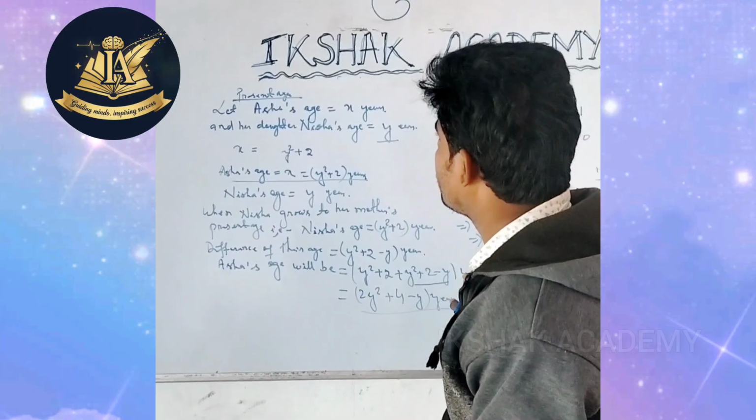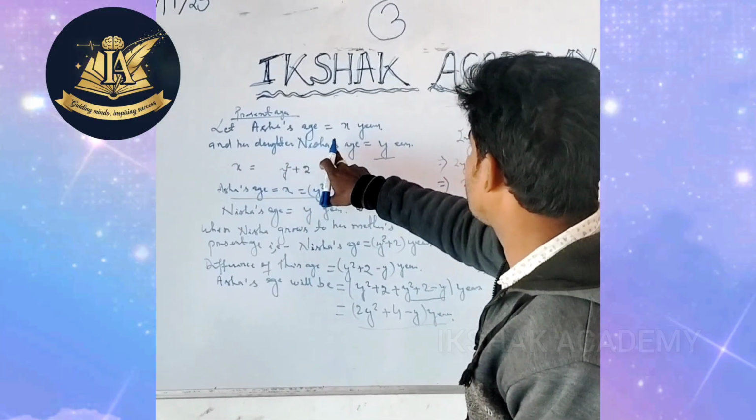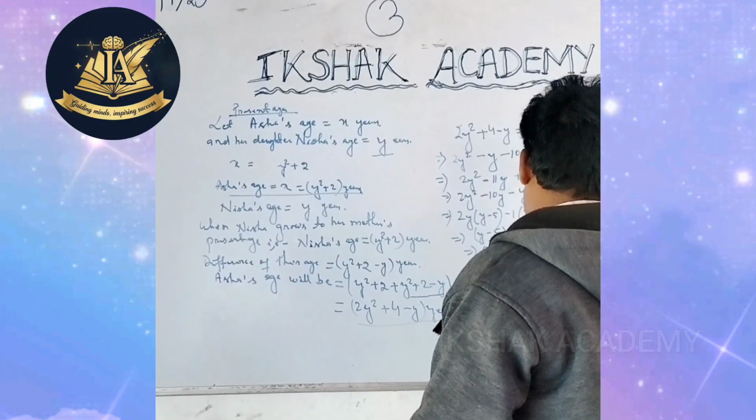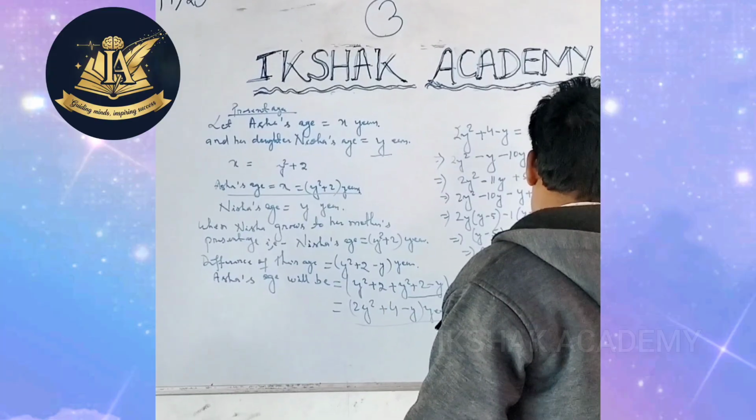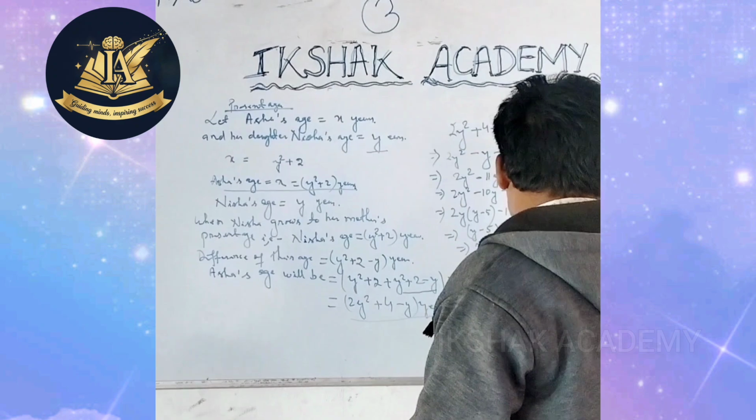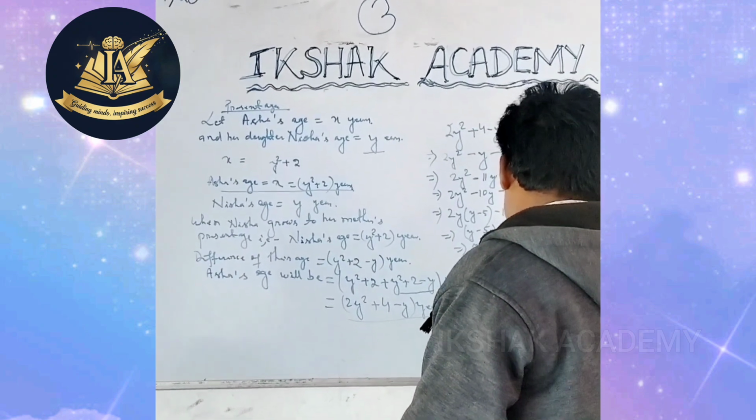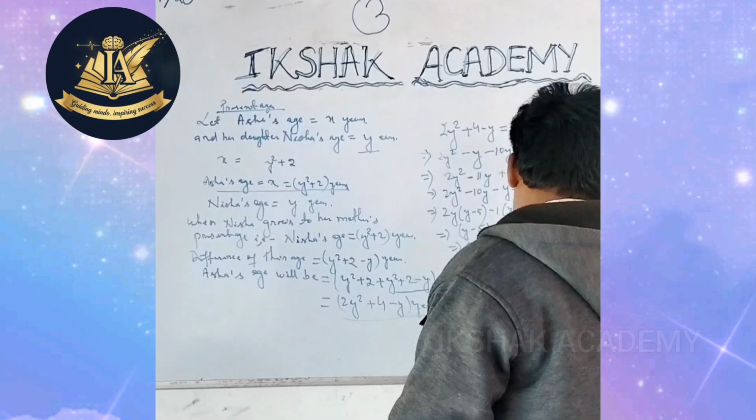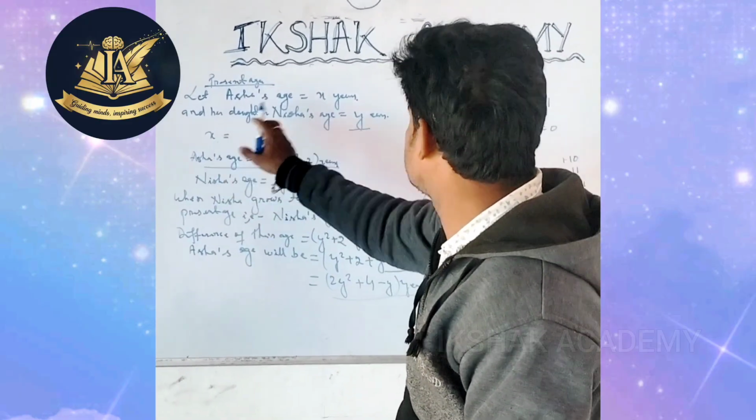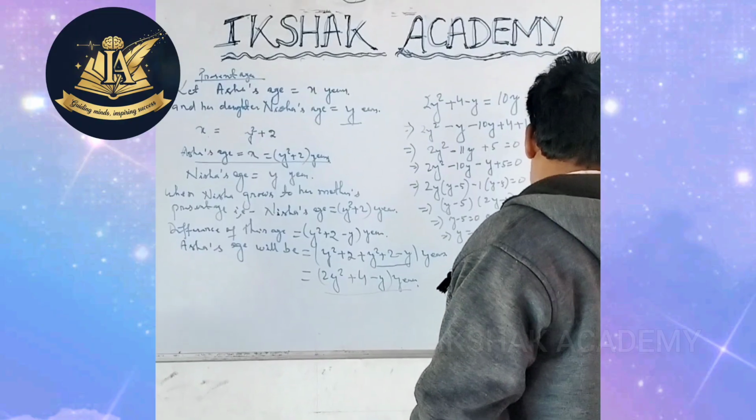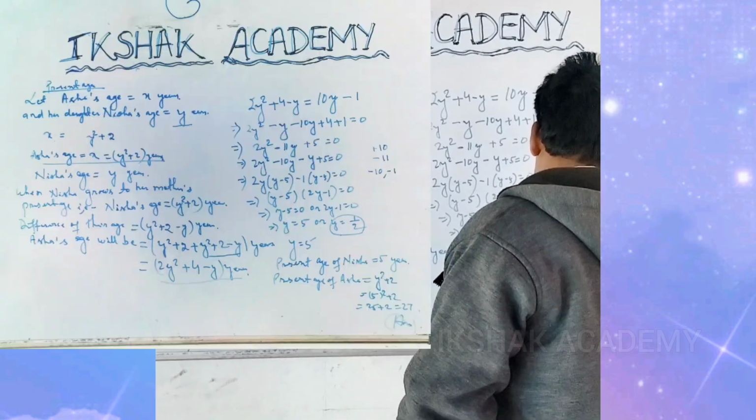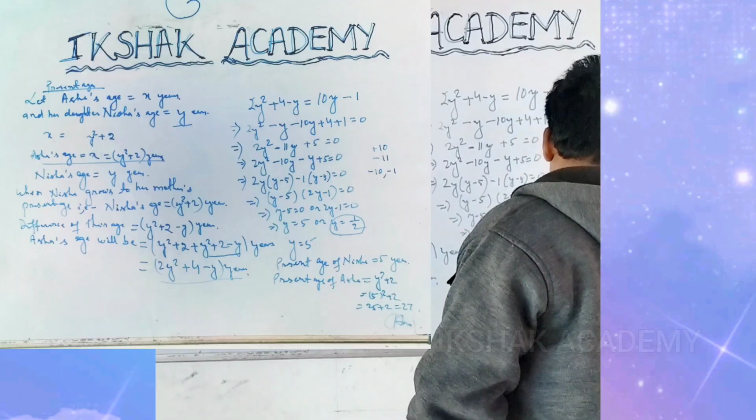So y is the present age of Nisha, so the present age of Nisha equals 5 years. And we need to find the present ages of both Asha and Nisha. The present age of Asha, that is her mother, x equals y square plus 2. With y equal to 5, that is 5 square plus 2, 25 plus 2 equals 27. This is the final answer.